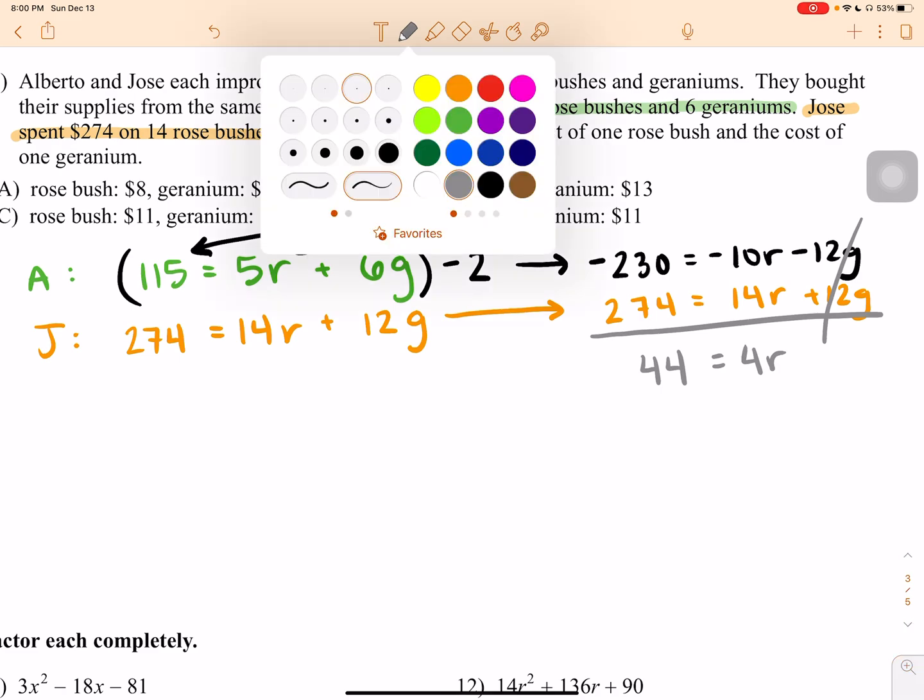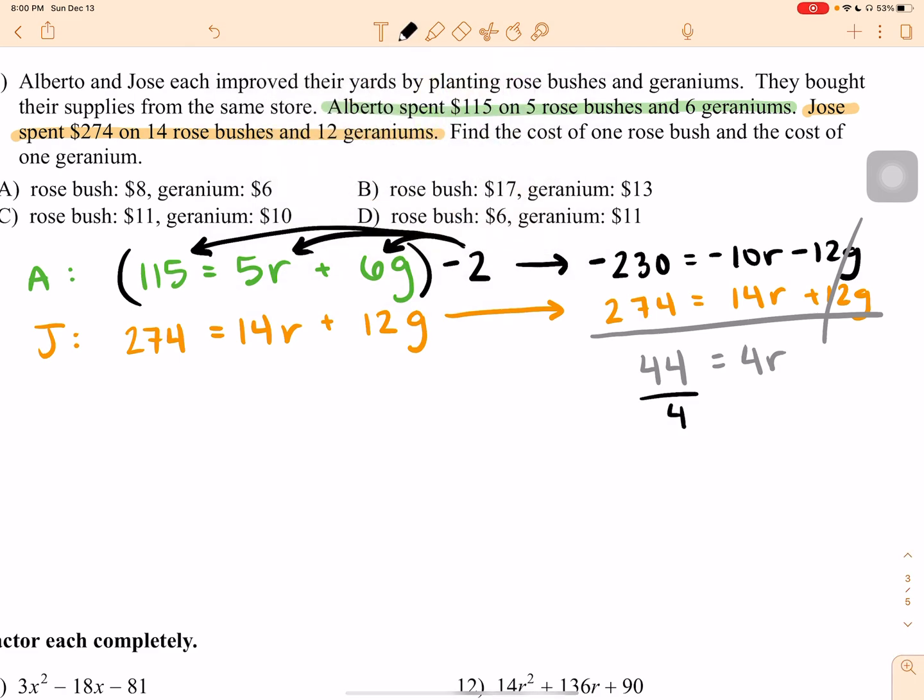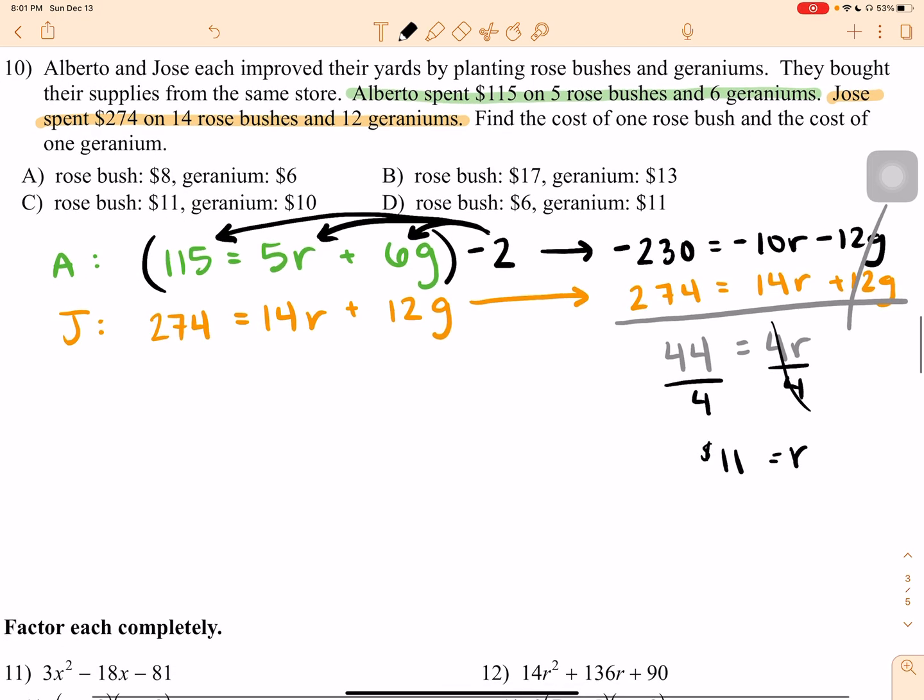So now if I divide both sides by 4, I'm going to get R equals 11. So it's $11 per rose bush. And you guys can already see that's going to be answer C, but let's still double check, okay?